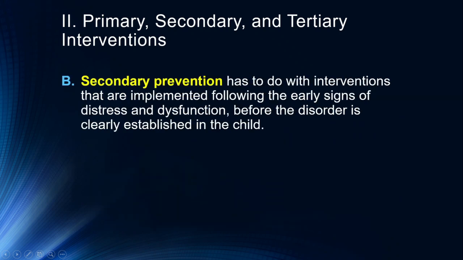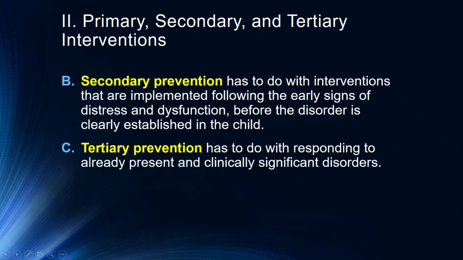Secondary prevention has to do with interventions that are implemented following the early signs of distress and dysfunction. So here we're going to now get involved with early warning signs and try to prevent dysfunction in a specific child that is exhibiting those kinds of symptoms. So if we have conduct disorder or attention deficit disorder, trying to figure out the nexus of that, what the etiology might be, and see if we can't deal with that issue. And so we want to think about that in children.